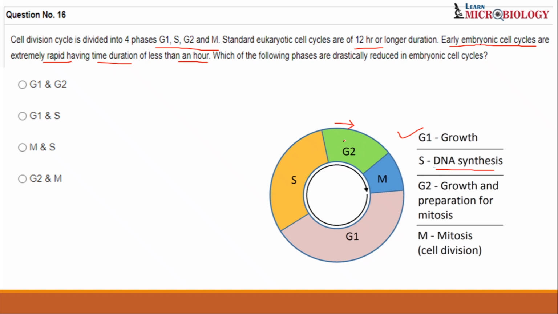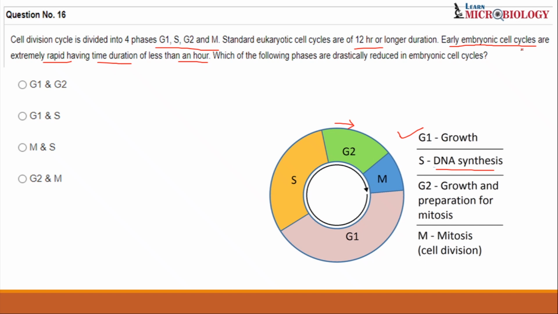And what is mitosis? That is the equal division and distribution of your chromosomes, and at the end of mitosis there is also cytokinesis, where your cell is going to get divided into 2 daughter cells. Correct? So we all understood this. Now they are saying, if you consider eukaryotic cells, it will take 12 hours. So this entire cycle of 4 phases will take 12 hours, and then from one single cell you will get 2 cells. Correct?